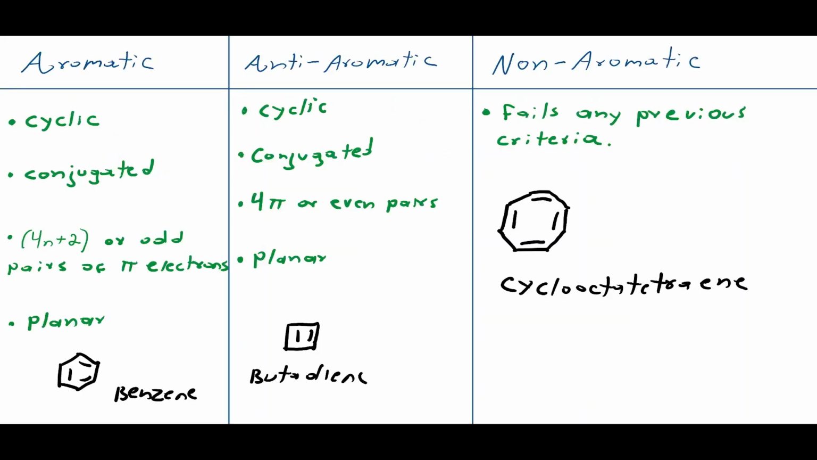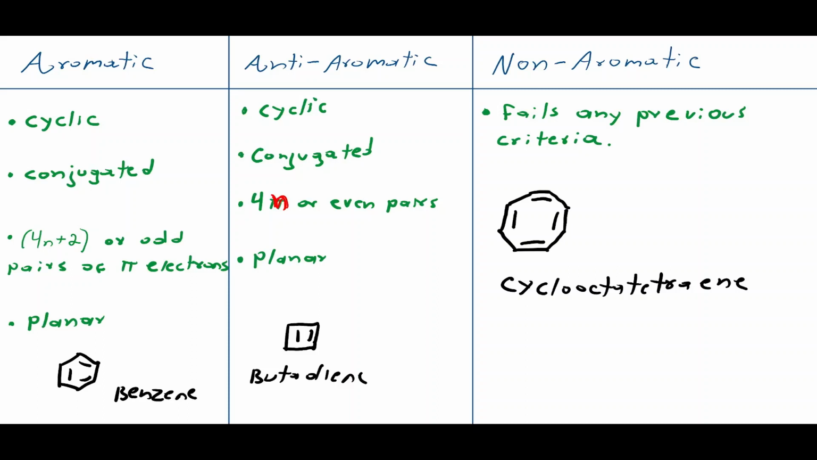And so here is a summary of how to differentiate among the three. If it is aromatic, it is cyclic, it is conjugated, it meets Huckel's rule, and it's planar. That is benzene and countless others. Anti-aromatic: if it is cyclic, if it is conjugated, if it has even pairs of electrons, not 4n plus 2, but, my mistake, this is supposed to be 4n electrons. So 4n or even pairs, then it is anti-aromatic. And of course planar, right?